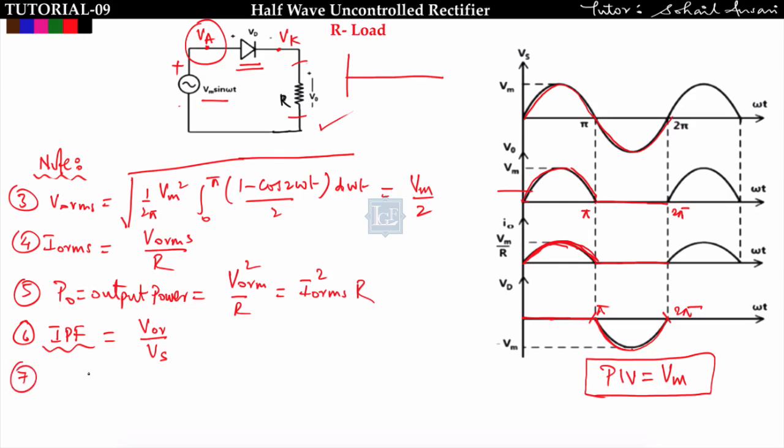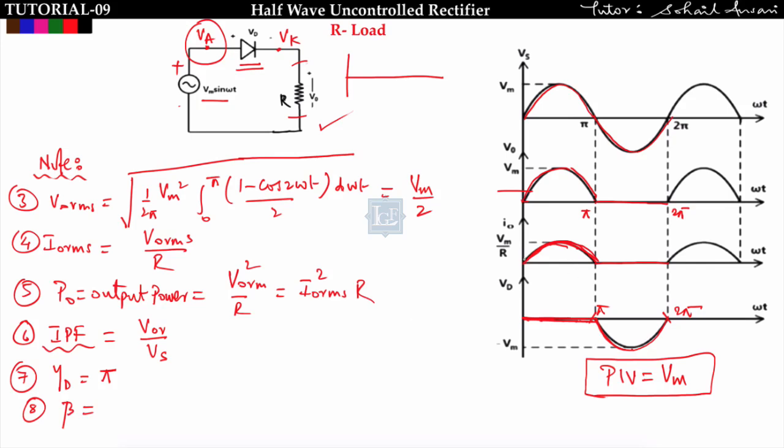Now the 7th point is the conduction angle of the diode. Conduction angle is denoted as gamma, and we can easily see that the diode is conducting from 0 to pi. So the conduction angle of the diode is pi. The 8th point is extension angle. Extension angle is defined as up to what angle the diode is conducting.